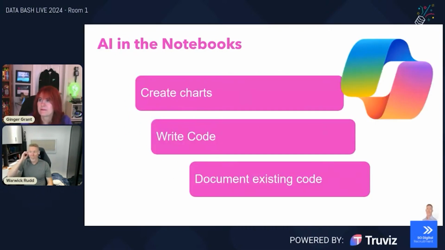Okay, and so inside of our notebooks, which we were just working with when I was going through with Data Wrangler, and I only showed a little bit about that, right? But using Copilot, what does it allow us to actually use? So we can generate or help us create charts. Okay, it's able to write code for us, and it's even able to document existing code.